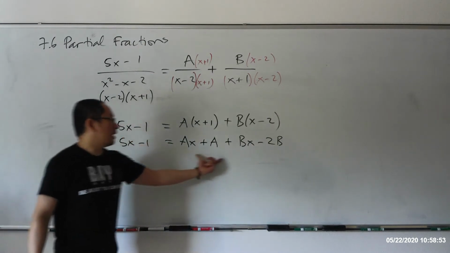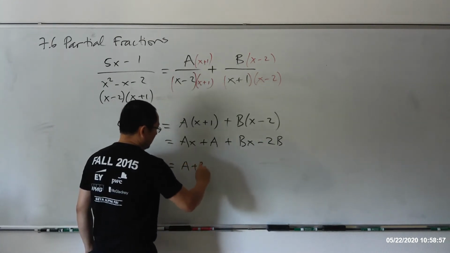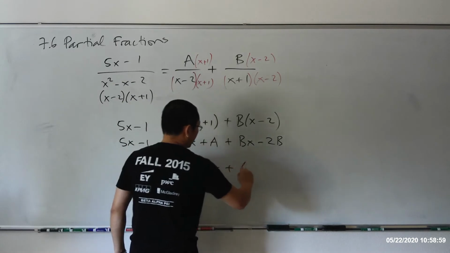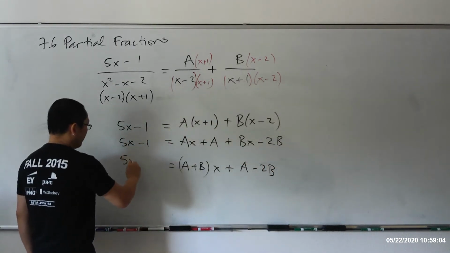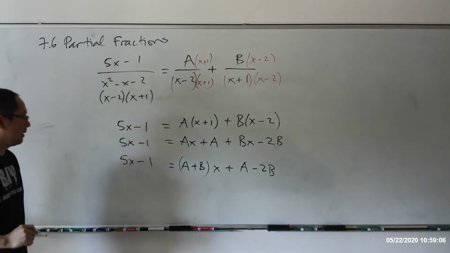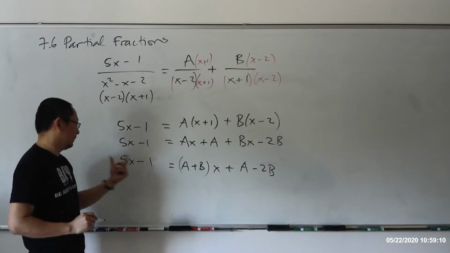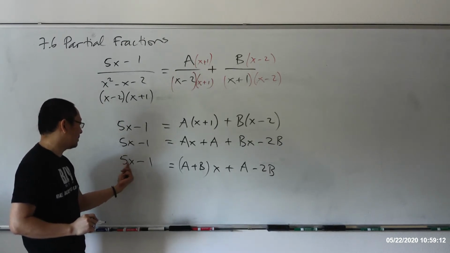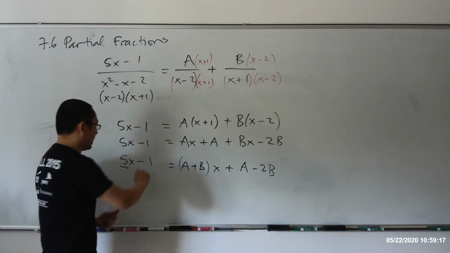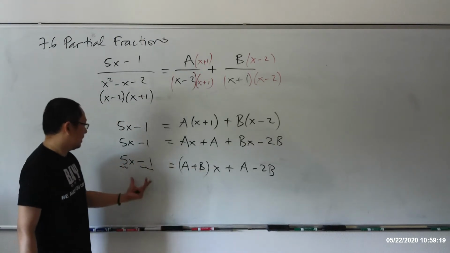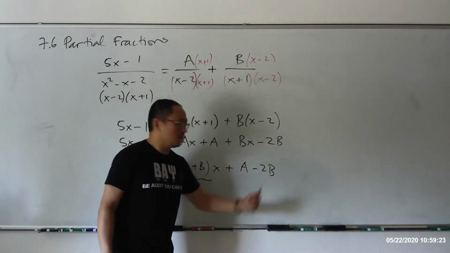Now let's combine the like terms in here. Group the terms with x in them. I get A plus B times x, plus A minus 2B. And this is equal to 5x minus 1. So you see that on the right-hand side you have a linear expression, 5 times x minus 1. So this 5 goes with the x term, and the negative 1 is just a number. And here, A plus B goes with the x term, and then A minus 2B is a number.